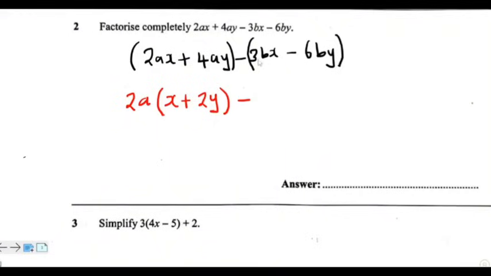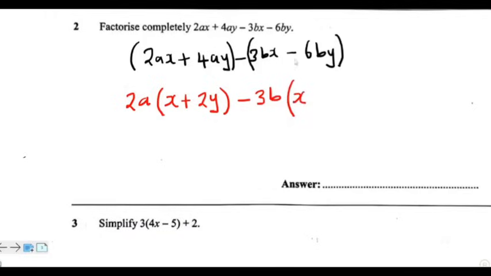Here we have 3bx minus 6by. In terms of the numbers, we have 3 and 6. We find the highest common factor of 3 and 6, it's 3. Then we have b and b, these are the common letters, so we factor out b. Now here we have x and y, these are different. So we write open bracket. 3 into 3 is 1. b into b is 1. You just remain with the x right here.